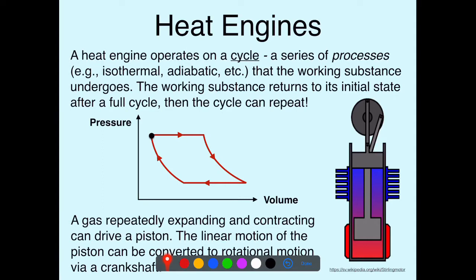Okay, now what we have in our heads is a piston, which is being pushed up and down by an ideal gas. And what we can do is convert that linear up and down motion into rotational motion using something called a crankshaft. So let me show you an animation of that happening.